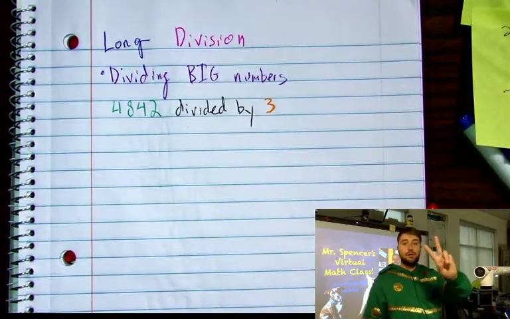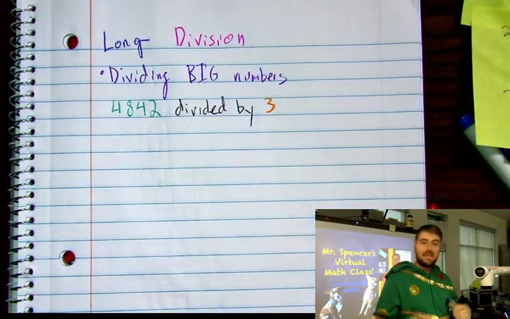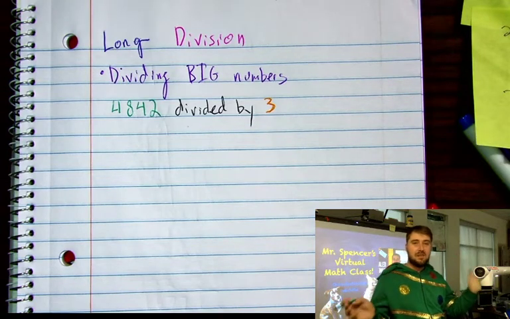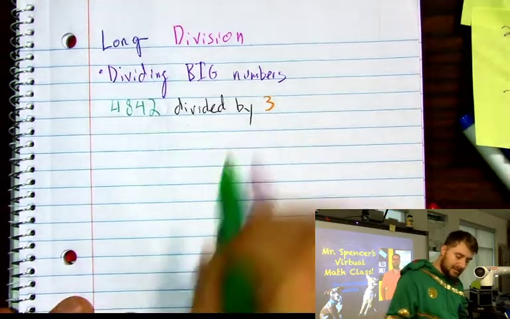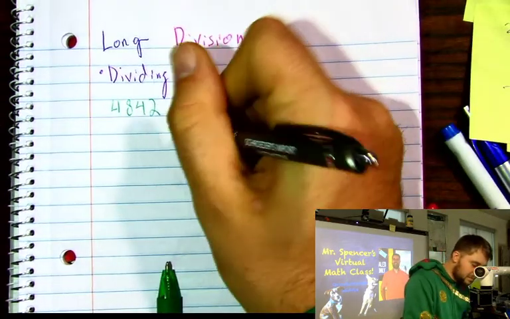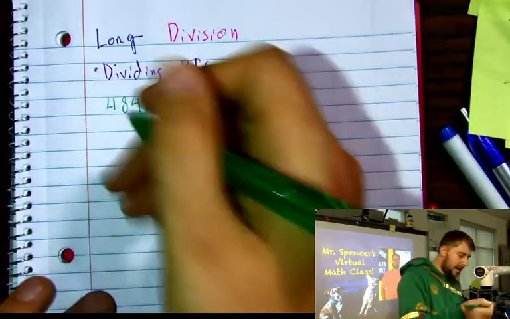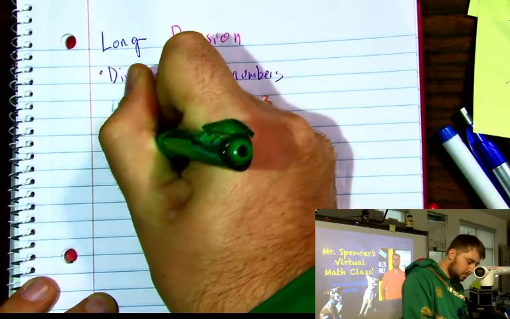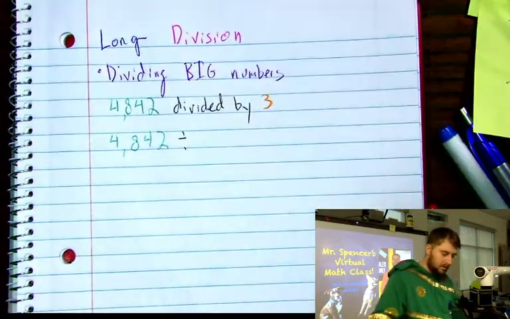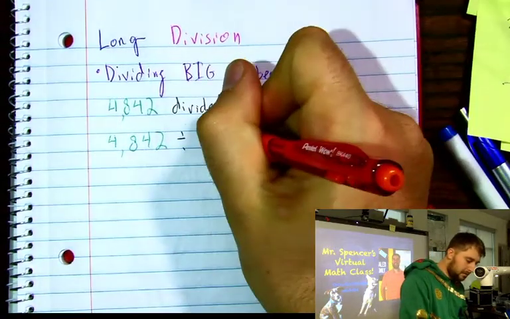And we're going to write this 2 more ways as well. It's going to be the same equation, the same sentence, read the same way, just written 3 different ways. Now we're going to replace this next with the division symbol. So it's going to be 4,842 divided by 3.